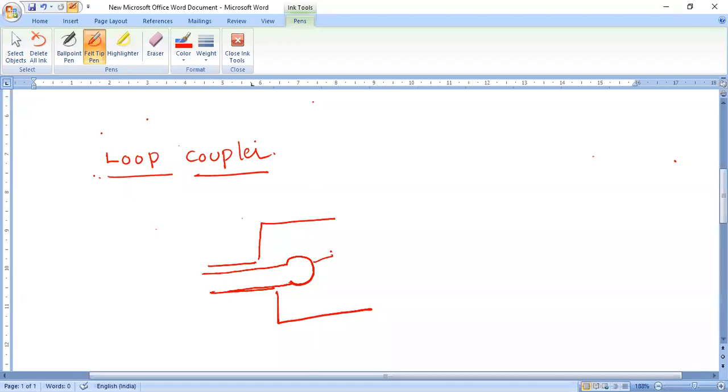So this is called loop. Loop coupling is principally magnetic. Actually, the probe coupling is electric. So where the electric field intensity is maximum, there we should place the probe. Whereas loop coupling is principally magnetic, so the loop must be placed near a point where the magnetic field strength is high.